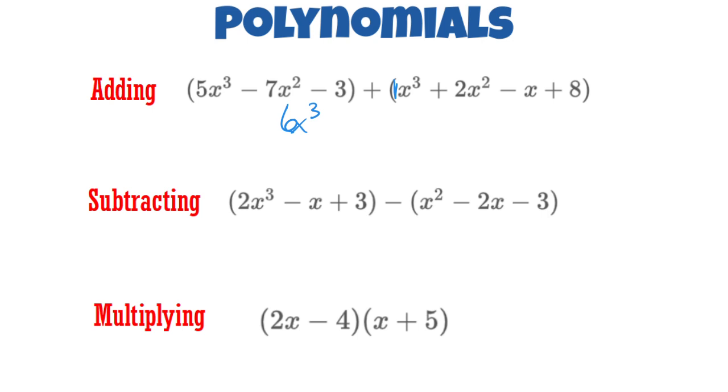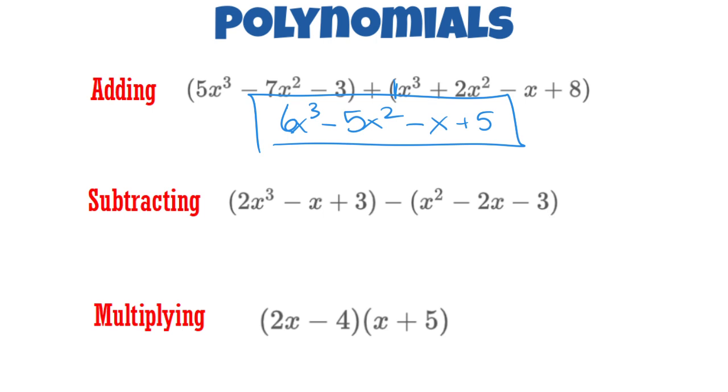Then I have a negative 7x squared that can combine with this 2x squared. So that's a negative 5x squared. And then I have a negative x that does not have a like term. And I have a plus 8 with a negative 3, so that's a plus 5. So my end result is a cubic polynomial.